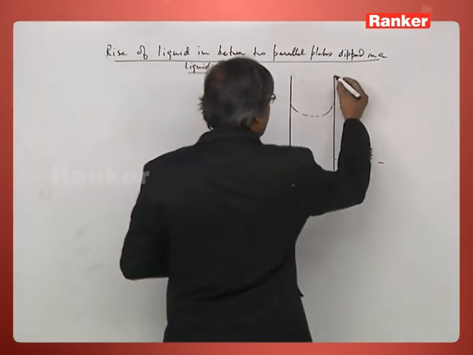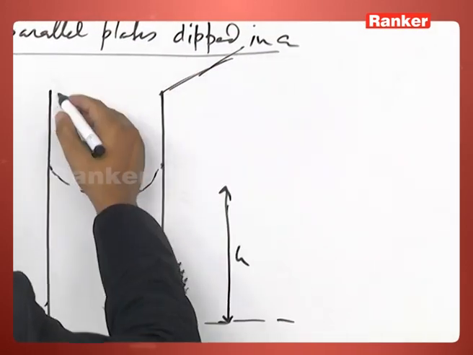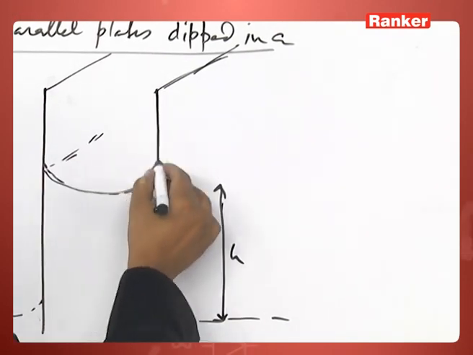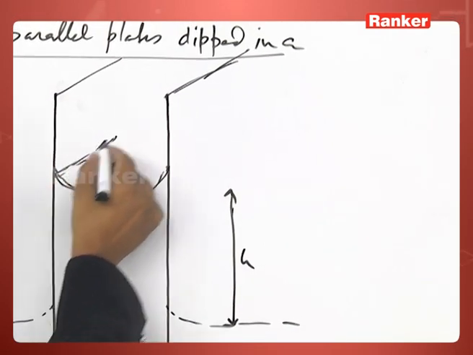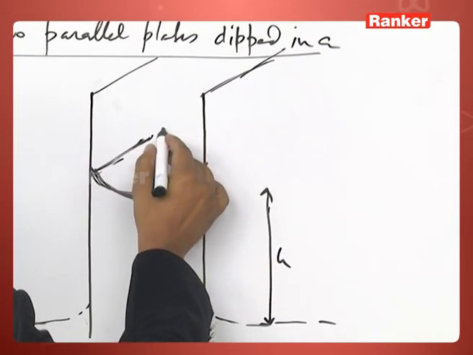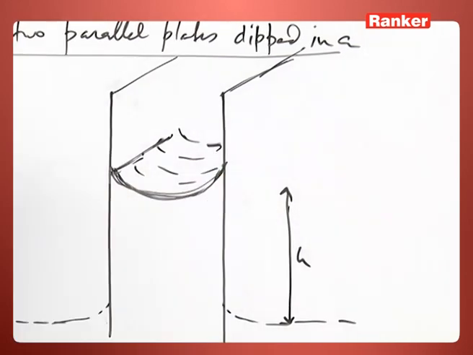You see these are parallel, rectangular plates, and the liquid rises like this. So, it assumes a cylindrical meniscus. So, this is a cylindrical meniscus. You can see this is a cylindrical meniscus.